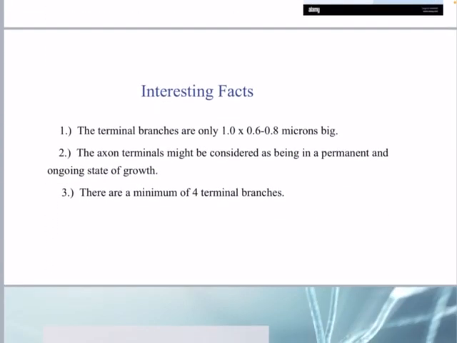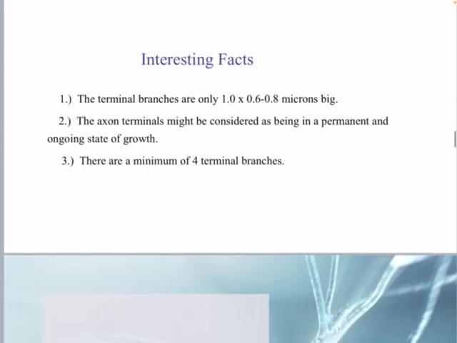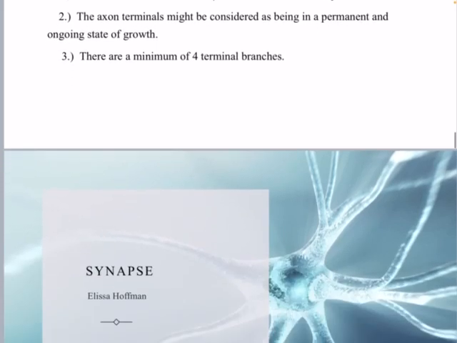The terminal branches are only 1.0 times 0.6 to 0.8 microns big. The axon terminal might be considered as being in a permanent and ongoing state of growth. There are a minimum of 4 terminal branches.